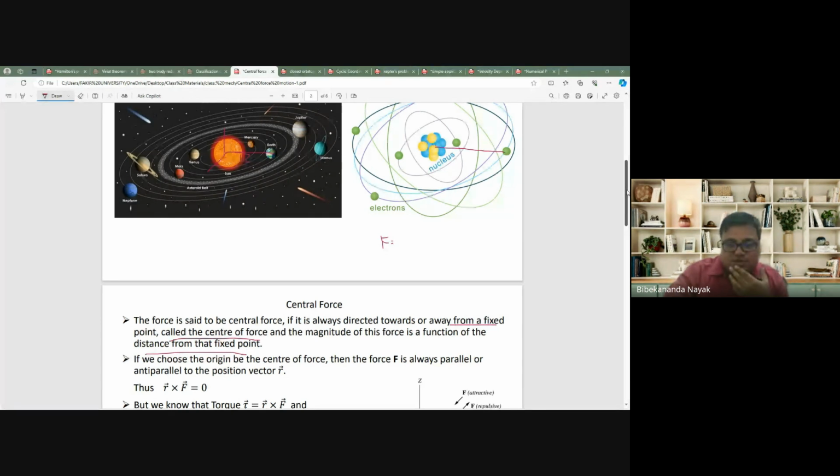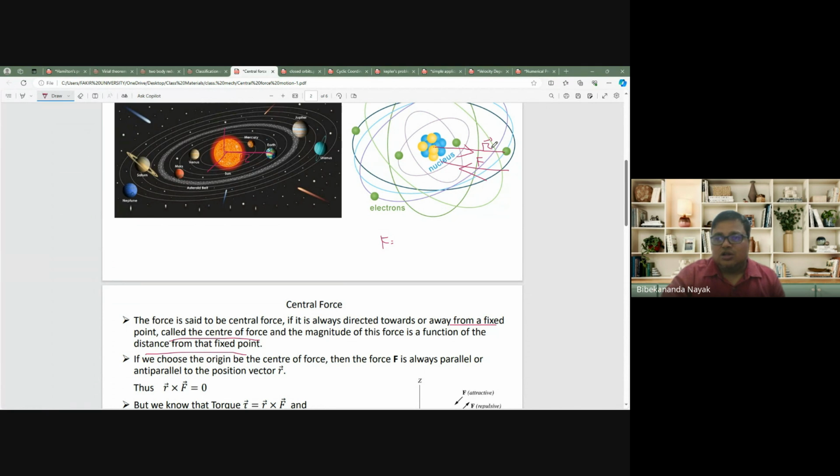If the origin is the center of force, then F is directed along the position vector. Since it is always directed towards or away from a fixed center, what will be the direction? Either in this direction or in this direction. This is the direction of force. The position vector direction is this one. So what is r cross F?